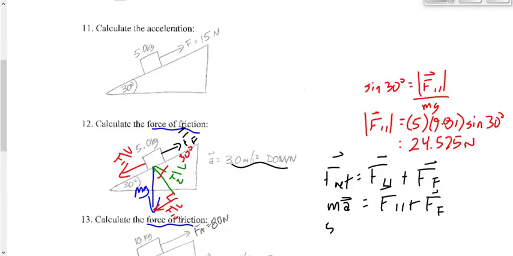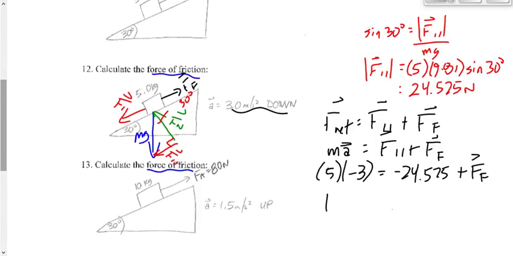M is 5, a is negative 3 because it's down the hill. I'm going to say it's negative. F parallel is negative 24.525. We solve for FF. Get the number on the left side. Take the 24 over by adding because it's a negative. Solve for the force of friction, and it works out to be 9.5 newtons. Hey, guess what? It's positive. Should it be positive? Yeah, it's up the hill. If I defined negative as down, then this should be positive.